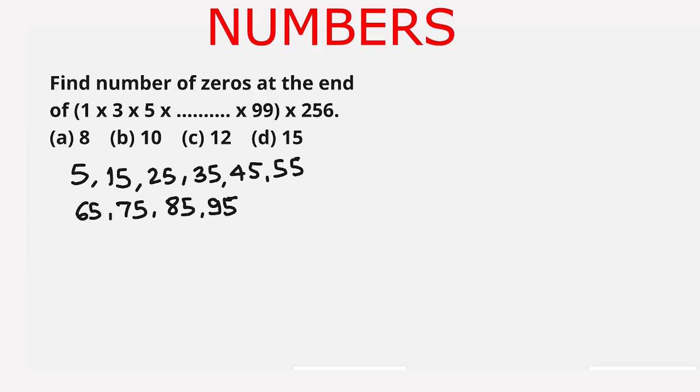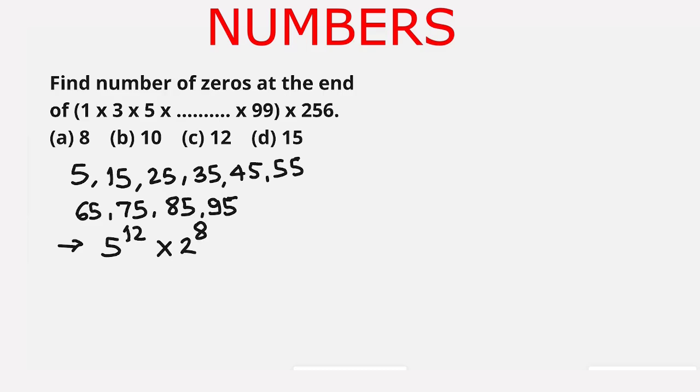So from 5 to 95 we have the number of 5s: 1, 2, 3, 4, 5, 6, 7, 8, 9, 10. And we have got two 5s in 25 and in 75. So 10 plus 2 is 12. So the number of 5s in all these is 5 to the power 12. And in 256 we have 2 to the power 8.